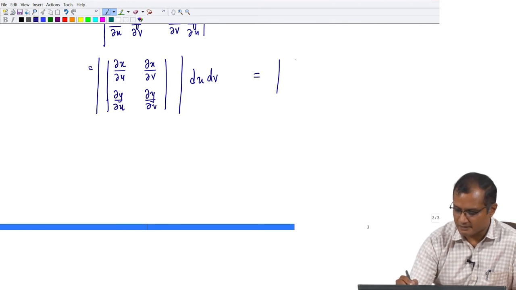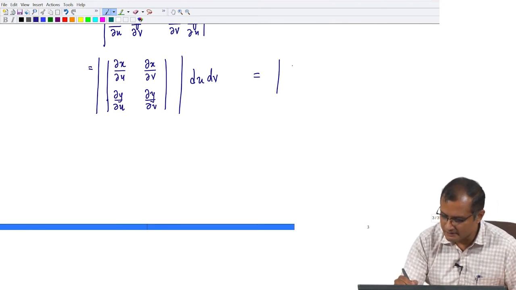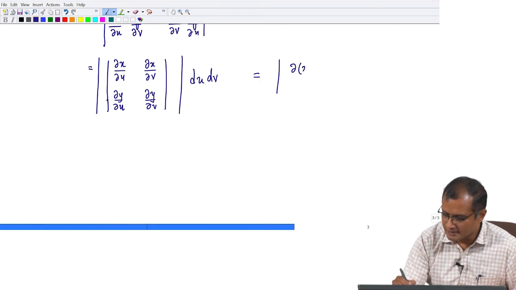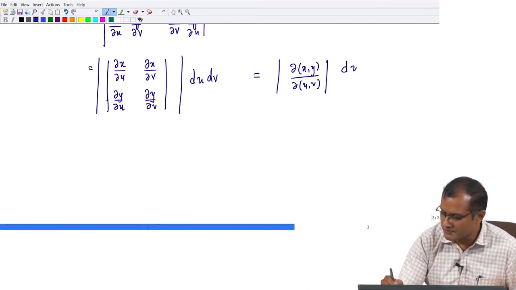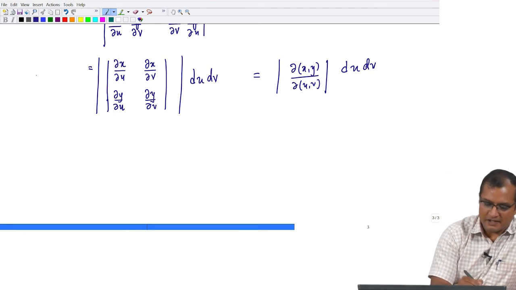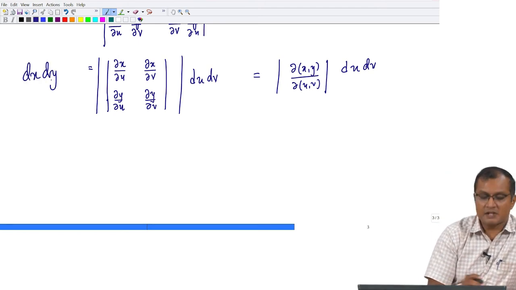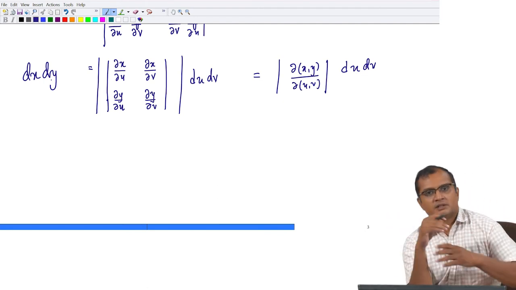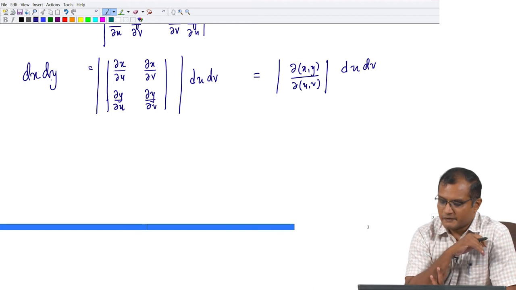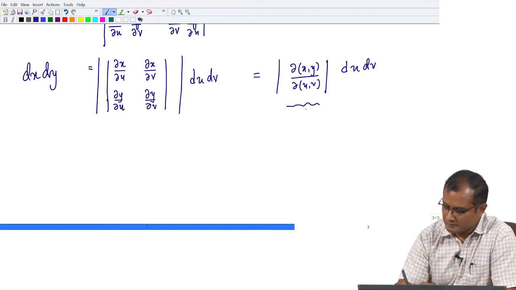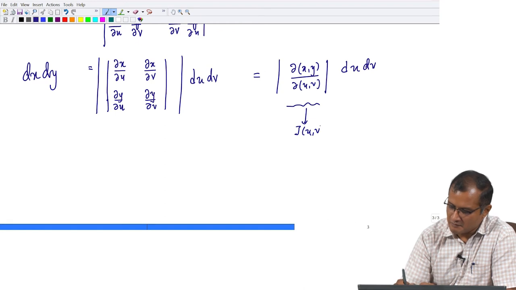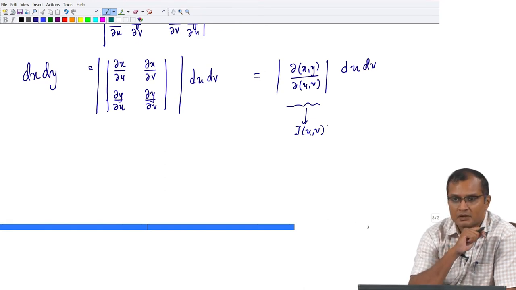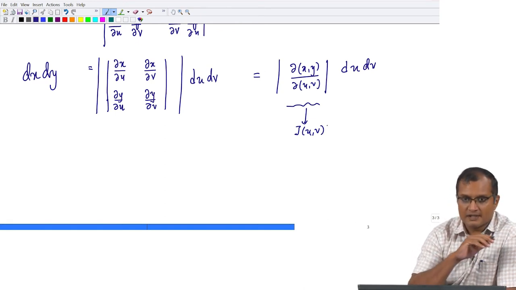So, this is basically del x comma y over del u comma v, which is the Jacobian of the transformation, times du dv. As the left hand side is basically dx into dy, that is my area element in the Cartesian coordinate. Du dv is the area element in the uv coordinate system. The amplification factor is the Jacobian. Okay. So, now you can find out this amplification factor.